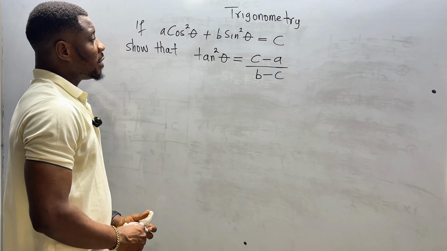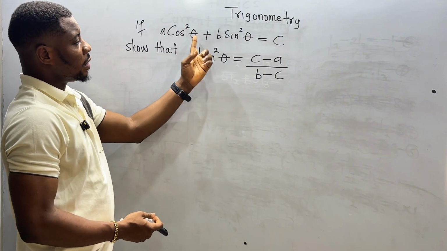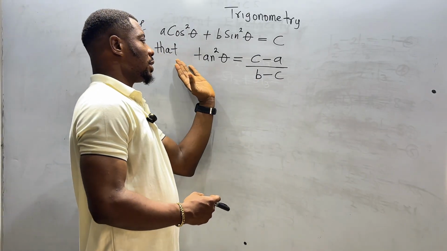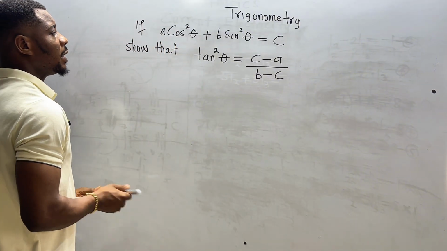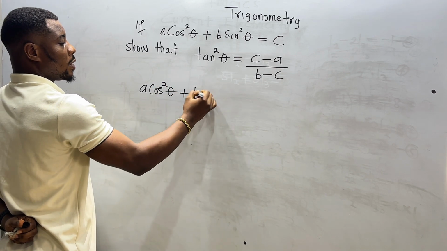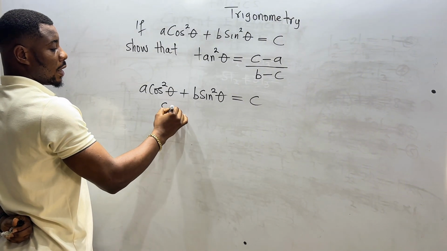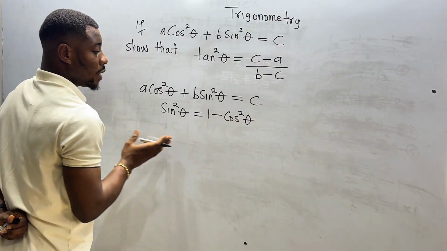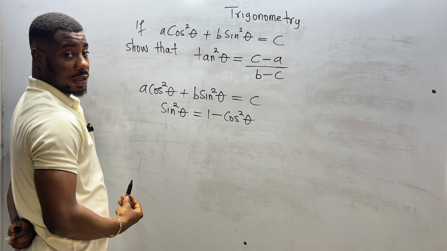Now wait. The question says that, given that a cos squared theta plus b sin squared theta is equal to c, we should show that tan squared theta is this expression. So what I'm going to do from here is remember that from a cos squared theta plus b sin squared theta equals c, sine squared theta is equal to 1 minus cos squared theta. This is a trigonometric identity. So where I see sine squared theta, I can substitute with this.